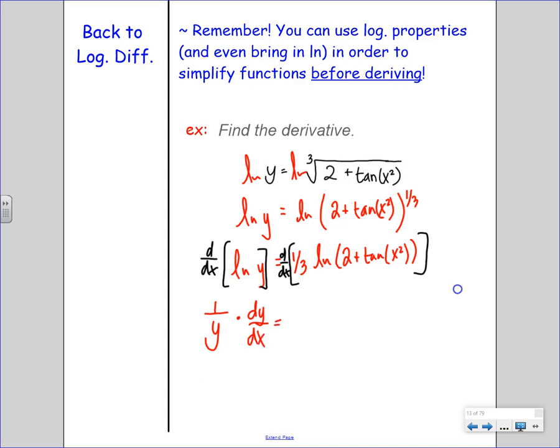And over here, we would have 1/3, because it's a constant multiple, times the derivative of ln of blah. Chain rule. So 1 over u, which is that whole thing, 2 plus tangent of x squared. But what do we need now? When the u's get hard, sometimes it's good to write them off to the side: 2 plus tangent of x squared. The derivative of 2 is 0.